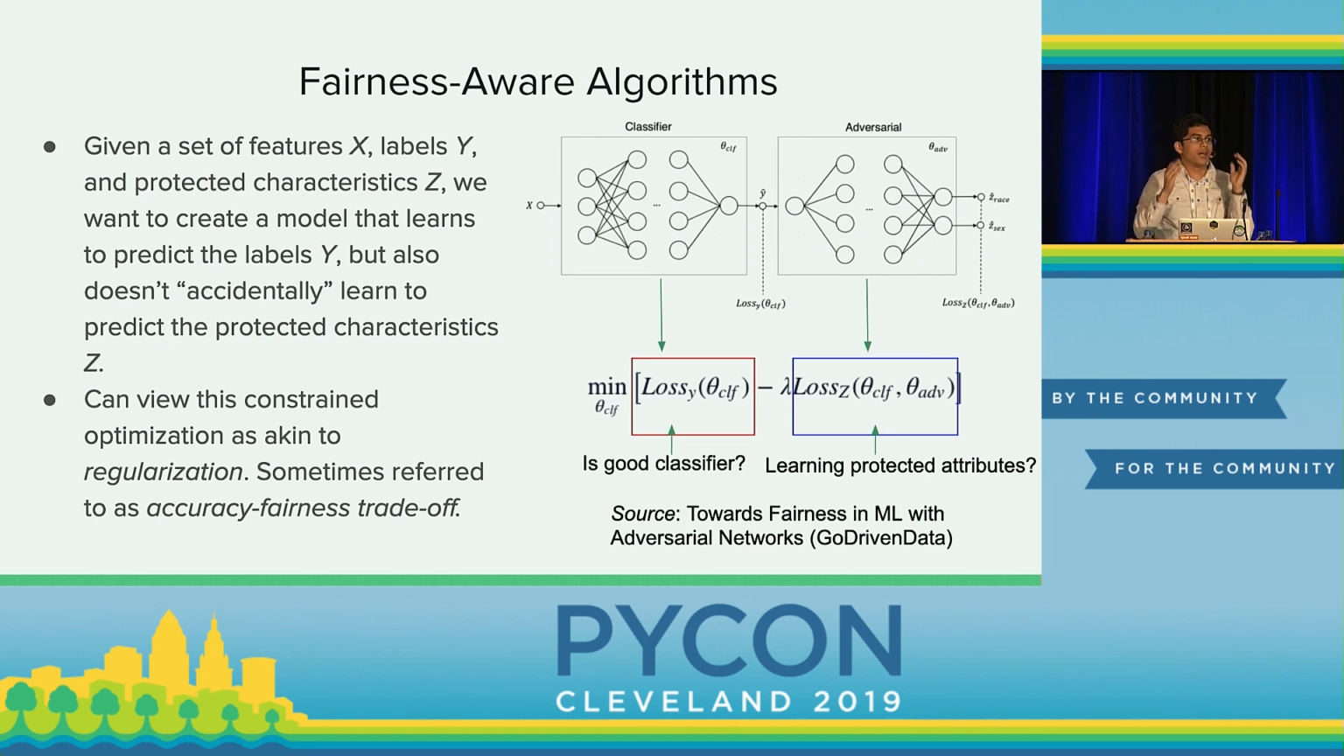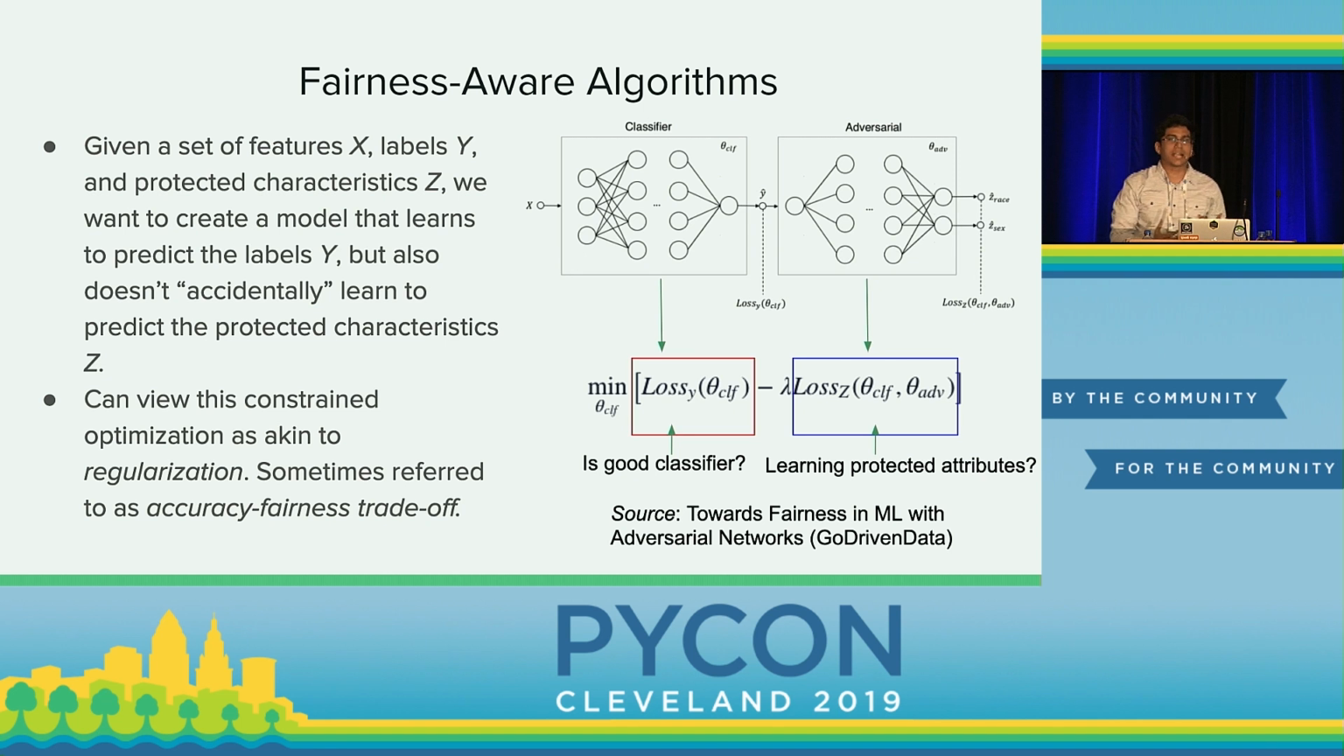And this trade-off, if you squint your eyes at this, if you studied machine learning and regularization, like ridge regression or lasso regression, kind of looks like a regularization of, I want to be a good classifier, but I don't want to be overly complex. In this case, complex is sort of like, I don't want to accidentally be discriminatory. And this is sometimes referred to as the accuracy-fairness trade-off.